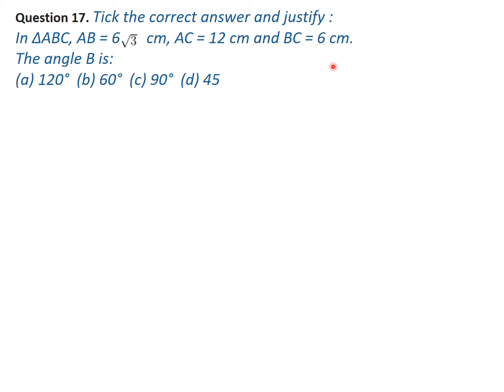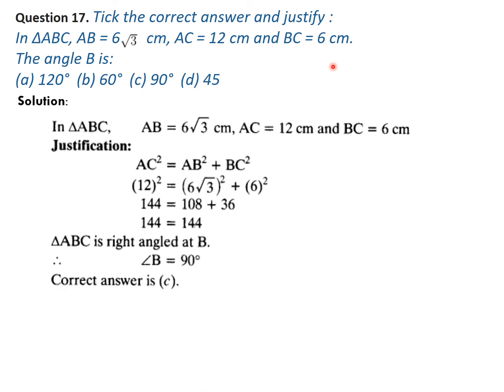The last question, that is, tick the correct answer and justify. In triangle ABC, AB is 6 root 3 centimeter, AC is equal to 12 centimeter, and BC is equal to 6 centimeter. The angle B is 120 or 160 or 190 or 145. Which one? So let's solve. So what we can see is we have a triangle ABC, right? So in the triangle ABC, AB is given as this, AC given as this, and BC as that.